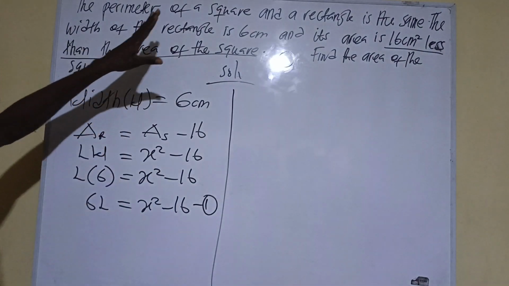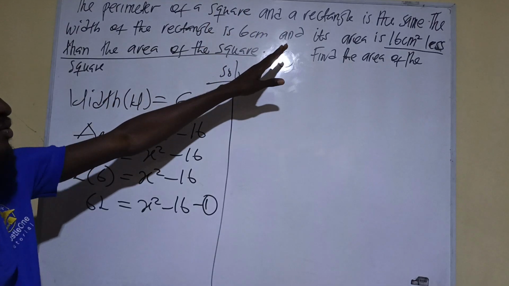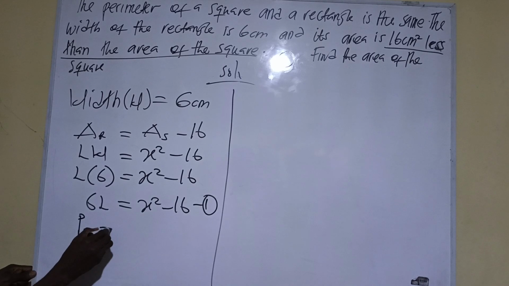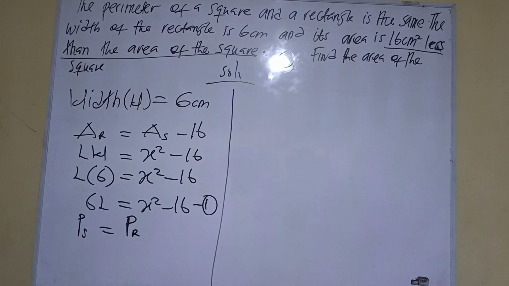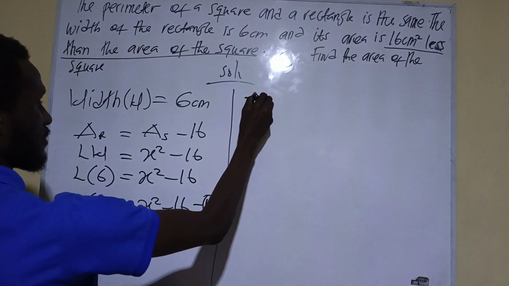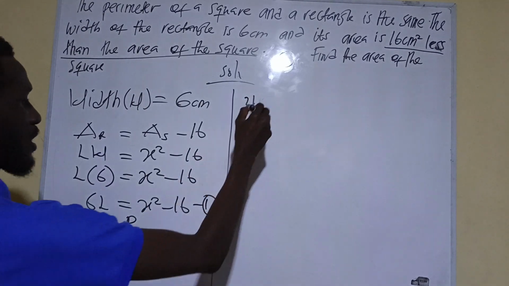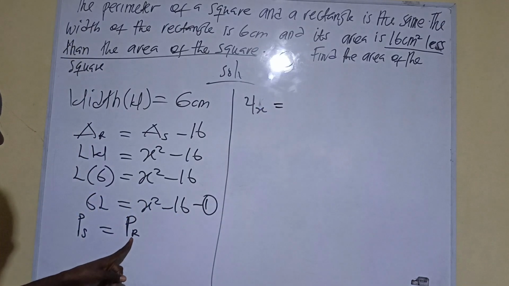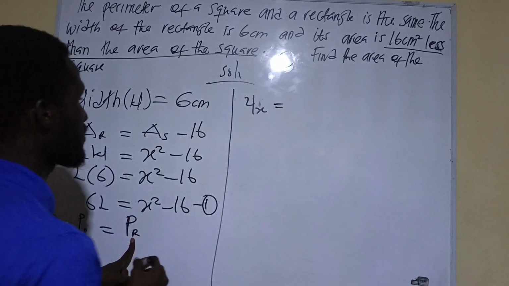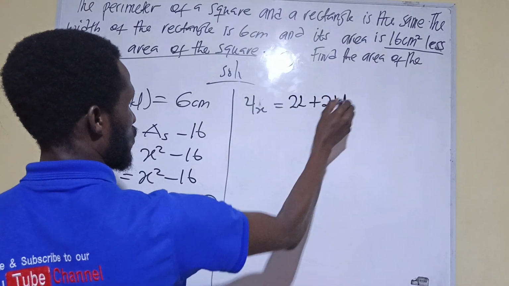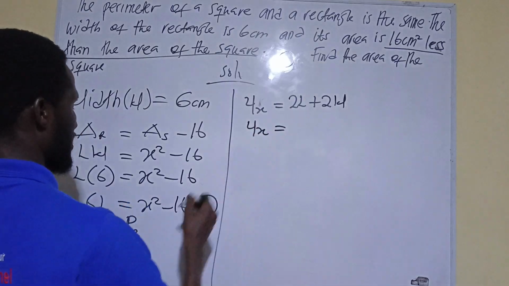Now let me consider this one as equation 1. Now, the perimeter of a square is the same as the perimeter of a rectangle. What's the formula for finding the perimeter of a square? The perimeter of a square is 4X. Don't forget the side of a square is X. Now, what is the perimeter of a rectangle? The perimeter of a rectangle is 2L plus 2W. So we have 4X is equal to 2L plus 2W.